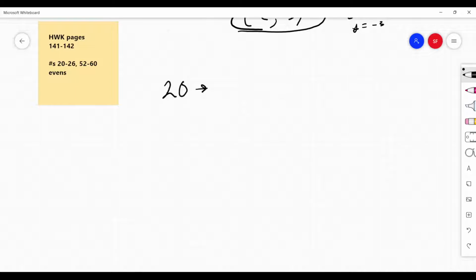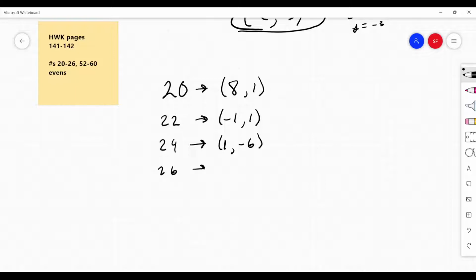Number 20 is the ordered pair 8, 1. Number 22 is the ordered pair negative 1, 1. Number 24 is the ordered pair 1, negative 6. Number 26 is infinite solutions. Yes, you can just write the symbol. It's fine, right?